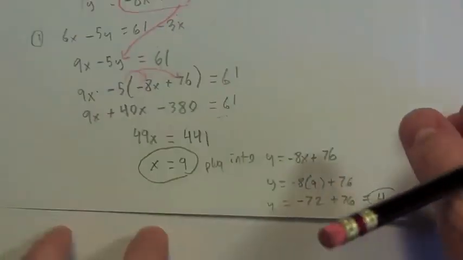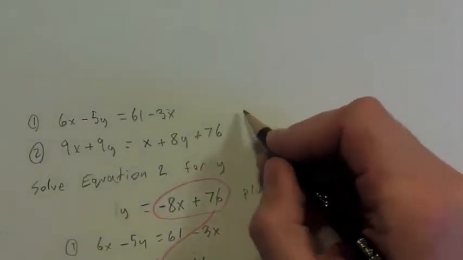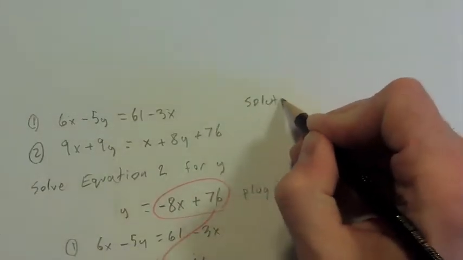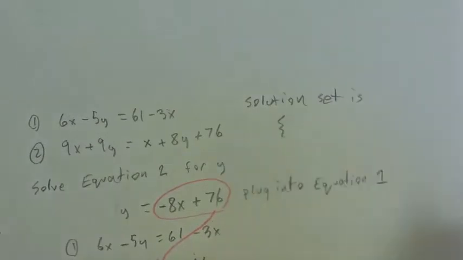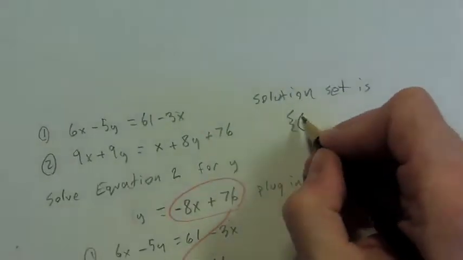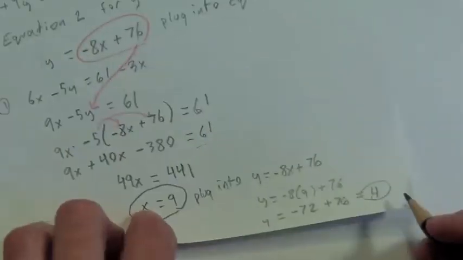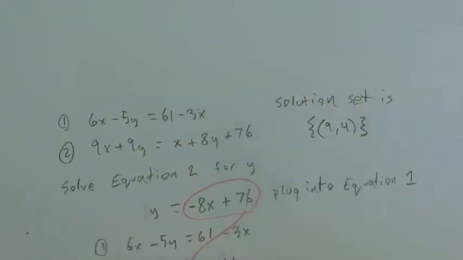Okay, so the solution set here, back to what our equation was, the solution set is x was 9 and y was 4. Alright, and there we go. That is the substitution method. Now let me talk about what is called the addition method.